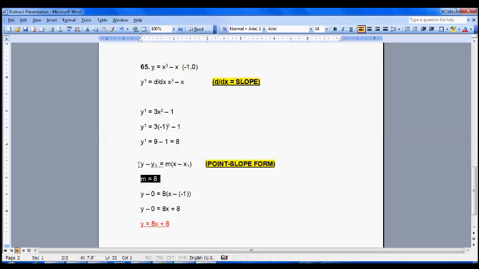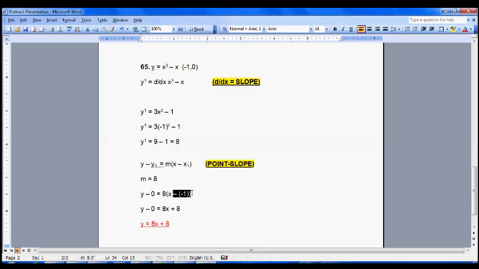So that would be y minus y1 equals slope times x minus x1. And we got all the values that we need right now. So we're going to plug those in. y minus y1, or should I say y minus 0, and m is equal to 8. So 8 times x minus negative 1. You're going to multiply your slope into the equation, so it ends up looking like y minus 0 equals 8x plus 8, because a negative times a negative is a positive, and 8 times positive 1 is 8.